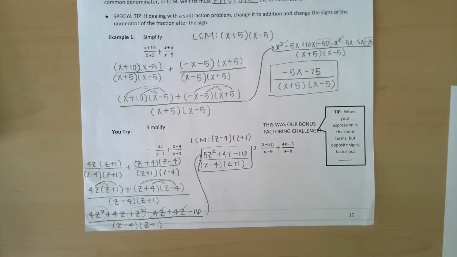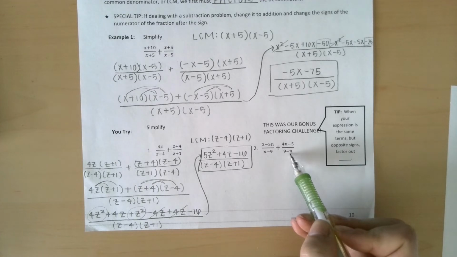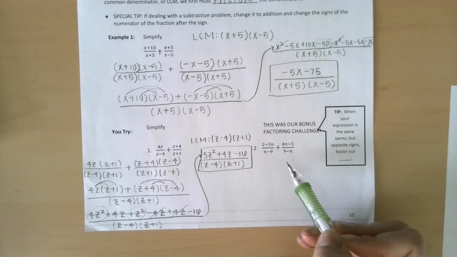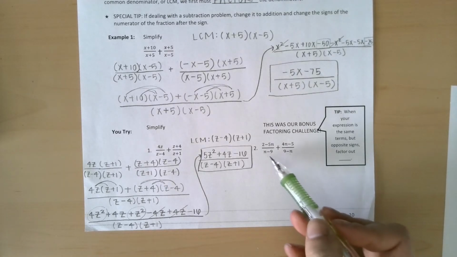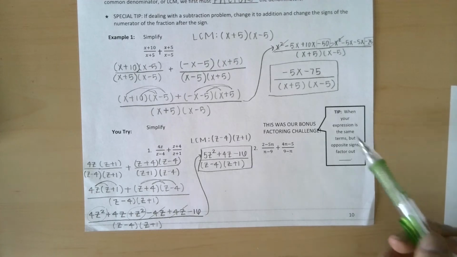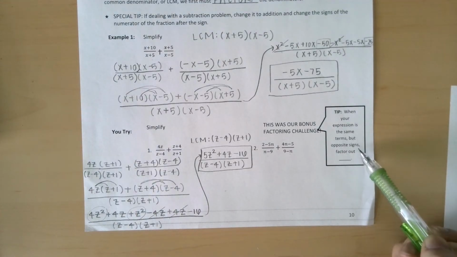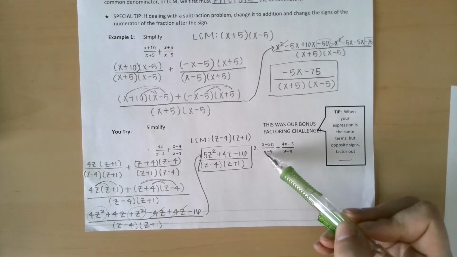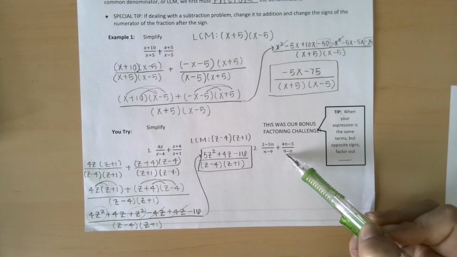Now I do want to do number 2 with you as well. This one's a little bit tricky. When you look at these two denominators, hopefully you're noticing they look very, very similar, right? They look almost the same, like n minus 9, 9 minus n, basically the same thing. What's actually happening here is your expression is the same terms, but opposite signs. So here I have a positive n, here a negative n. Here a negative 9, here a positive 9.